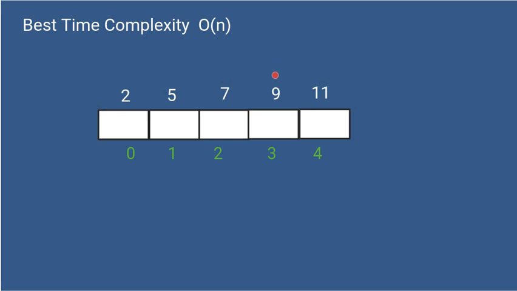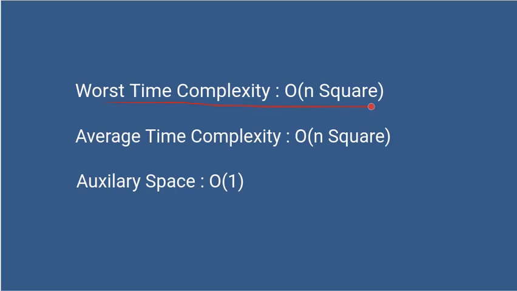So whenever we have no swap, we break out of the loop and we print the answer. So we just needed to check n elements. So best time complexity is O of n when the array is already sorted. Worst time complexity, when the array is reverse sorted, then we'll have to check O of n square time. And average time complexity is again O of n square time.